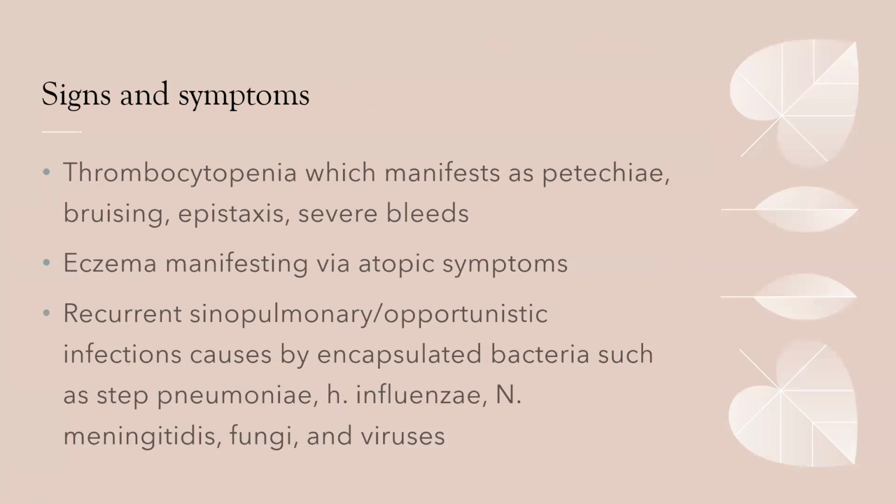Signs and symptoms are thrombocytopenia, which manifests as petechiae, bruising, epistaxis, and severe bleeds. Eczema manifests via atopic symptoms, and there's also recurrent sinopulmonary opportunistic infections caused by encapsulated bacteria, such as Strep pneumoniae, H. influenzae, and Neisseria meningitidis. There are also some fungi and viruses which can also be observed.